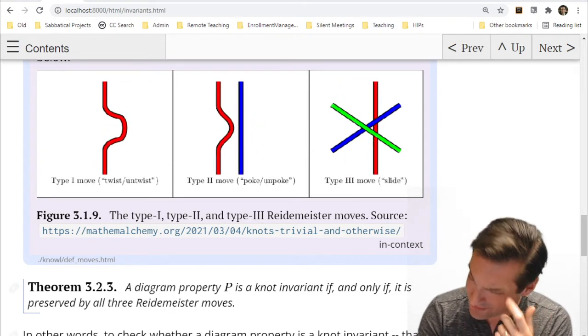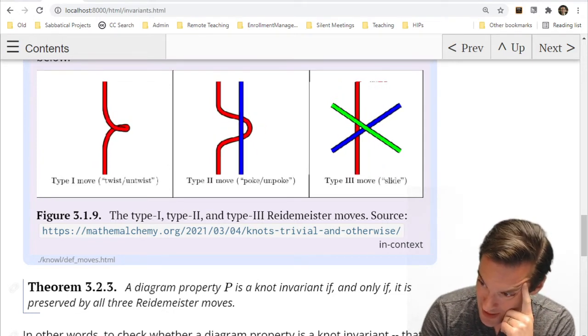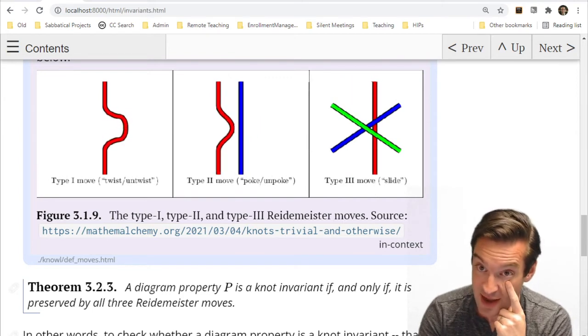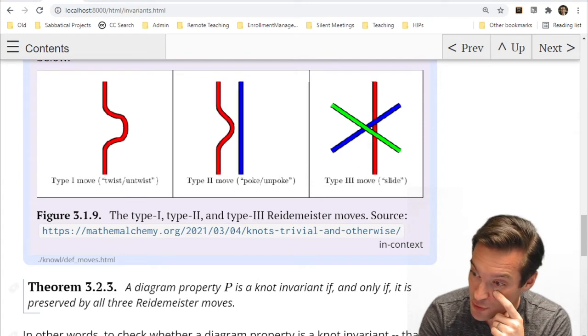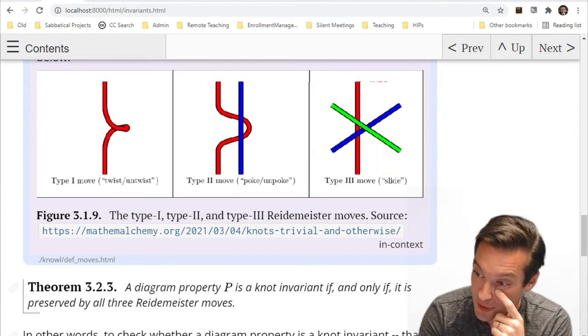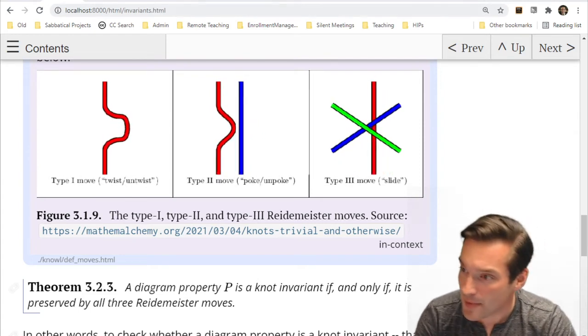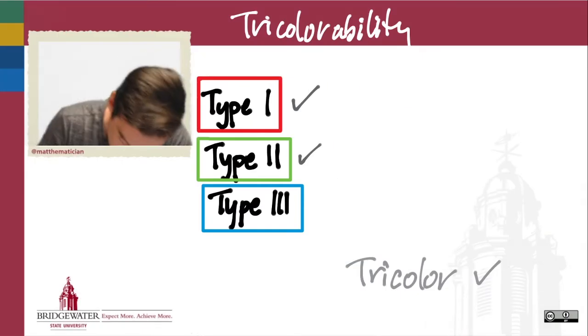Actually, it's not the greatest diagram to use, because this green-blue crossing here is not a valid crossing for the purposes of tricoloration, because we have two colors that are the same, the blue and the blue, but the third color, the green, is different. So maybe I do need to make my own diagram for this.